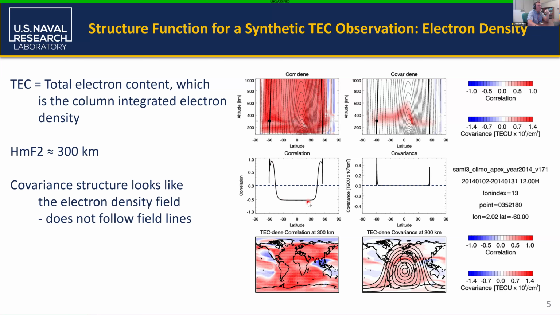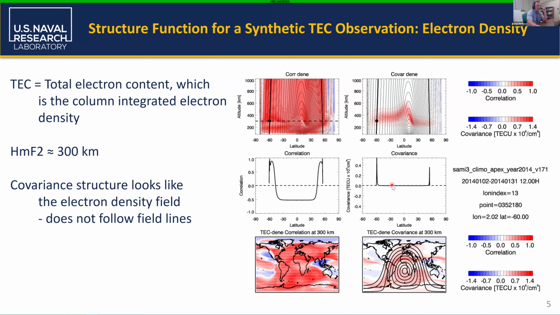Then it actually goes negative, the correlation between TEC and electron density, way up at the top, wherever this model's field line goes. And then it comes back down and it's positive again on the far side of the Earth. And the increment looks like this. So along the field line, the increment is a spike here at minus 60 and another spike at plus 60.